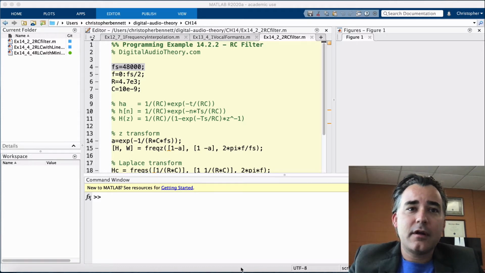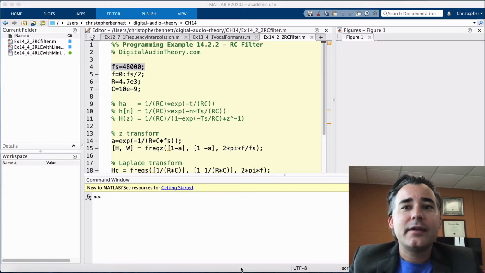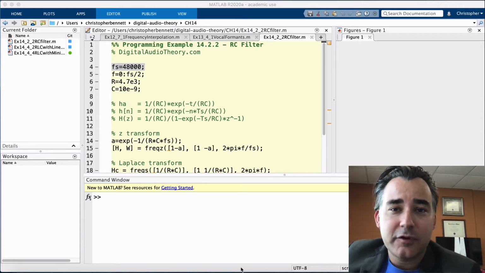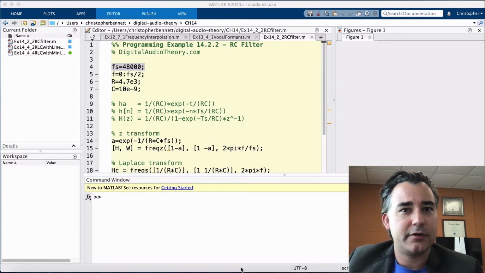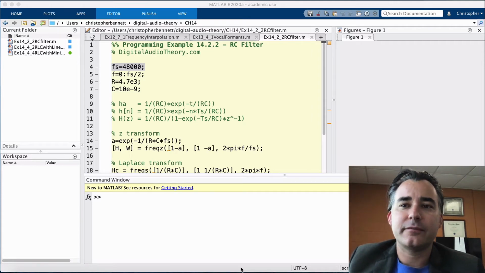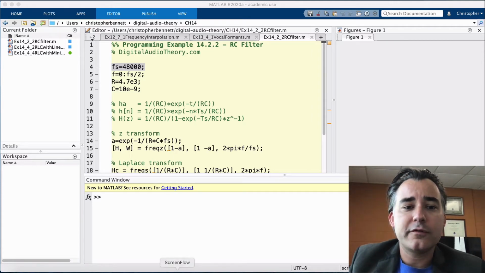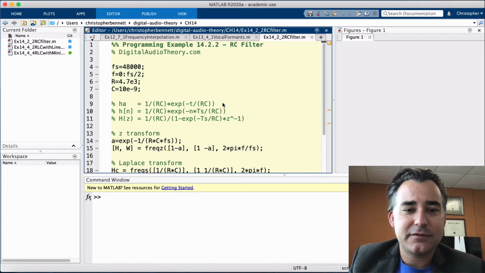Let's consider a series RC filter in which we consider the voltage across the capacitor. In this configuration, the capacitor shunts high frequencies to ground, leaving us with a low-pass filter. Simply by looking up in a textbook, we can see that the IR for a series RC filter is 1 over RC times e to the negative t over RC, where t is time.